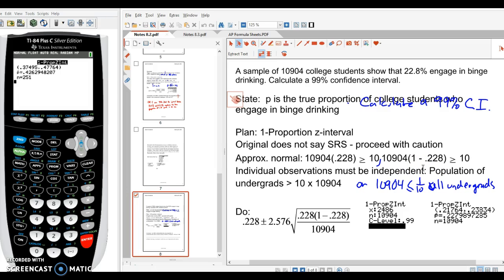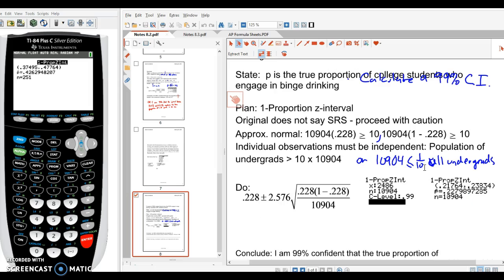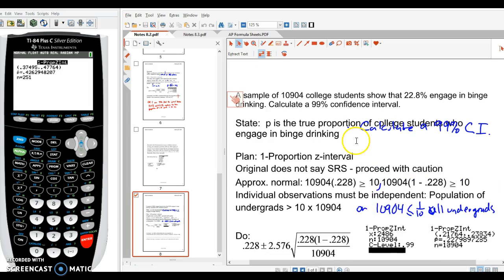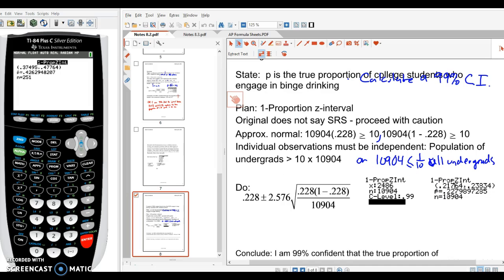So we're looking for a 99% confidence interval. I wish to estimate at 99% confidence the true proportion of college students who engage in binge drinking. The data does not state that it was from a random sample, so we would have to proceed with caution, or you could even say the random condition is not met. It is still approximately normal because of such a large sample size, so n times p and n times 1 minus p are both greater than 10.